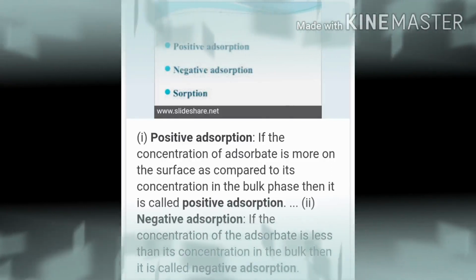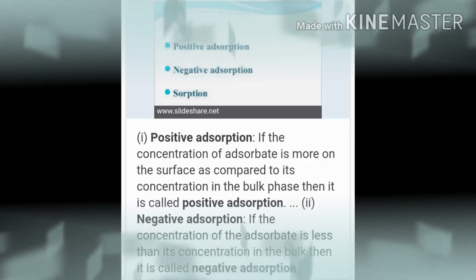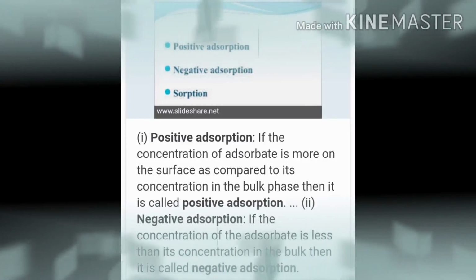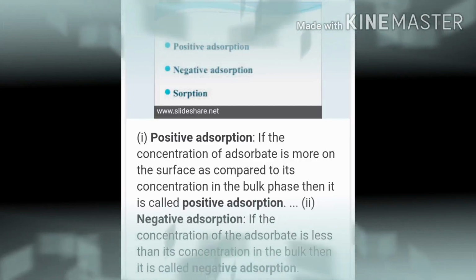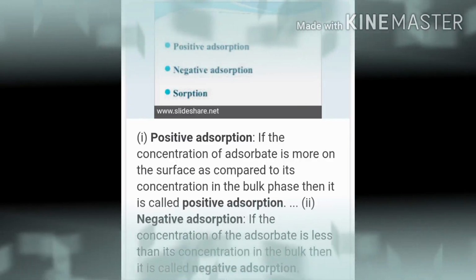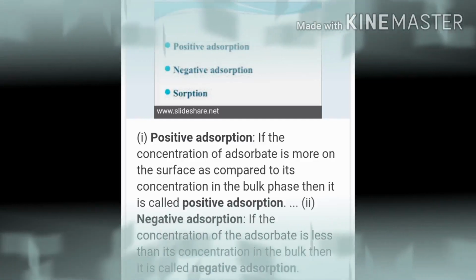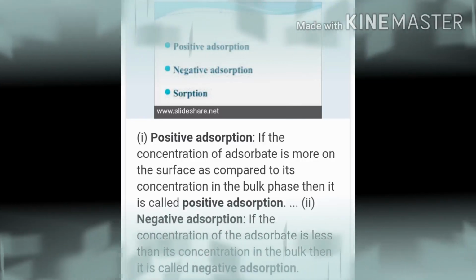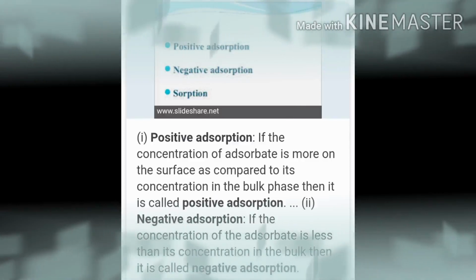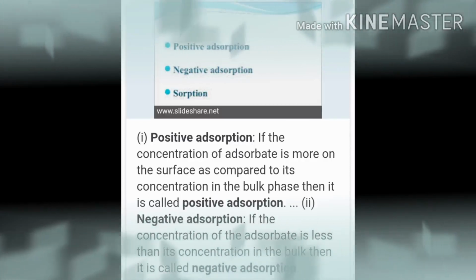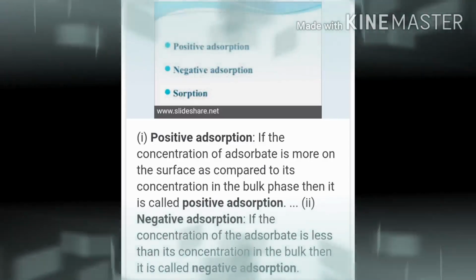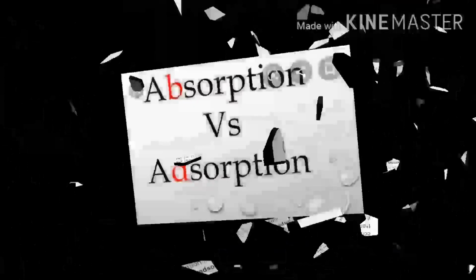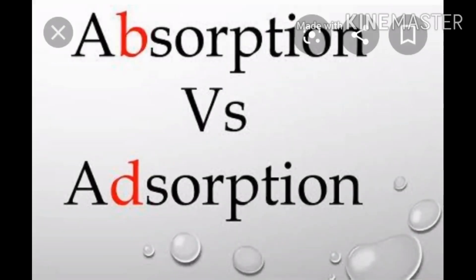Positive adsorption is the retaining of the molecules on its surface more than in the bulk. For example, concentrated solution of KCl shaken with blood charcoal. Now come to negative adsorption. It is the retaining of molecules more in the bulk than on its surface. For example, dilute solution of KCl shaken with blood charcoal.